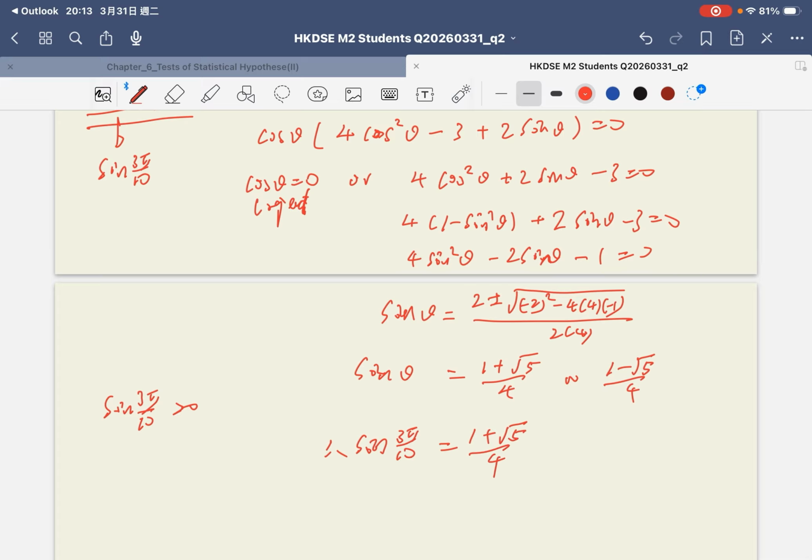That is the value of sine 3π over 10. Very funny.